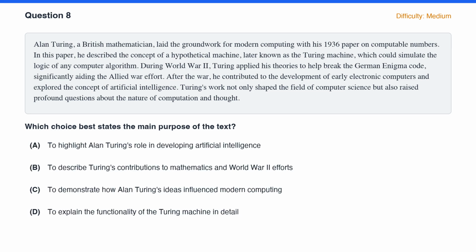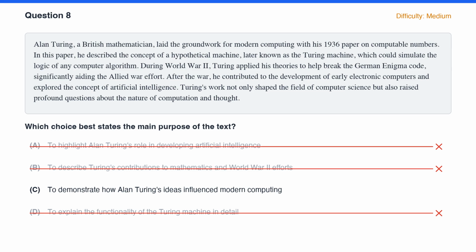Each choice frames the purpose differently. Option A narrows the focus to artificial intelligence, B emphasizes mathematics and the war, C points to Turing's broad influence on modern computing, and D zeroes in on how the Turing machine works.